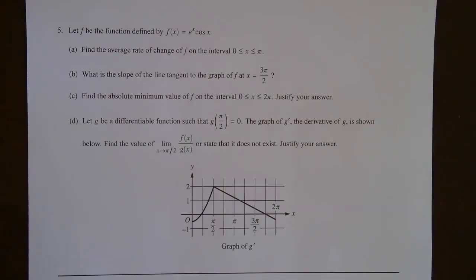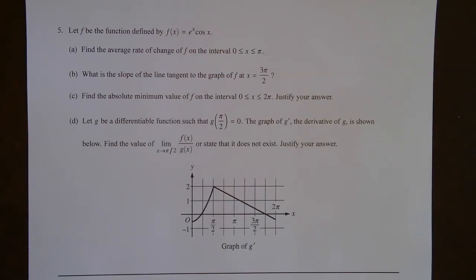From the 2018 free response part of the exam, question number 5, they're giving you a function, f of x equals e to the x cosine x, and they're asking you a variety of different questions using that. So let's just go ahead and do part A. Find the average rate of change of f on the interval 0 less than or equal to x less than or equal to pi. Okay, that's just slope between 0 and pi.